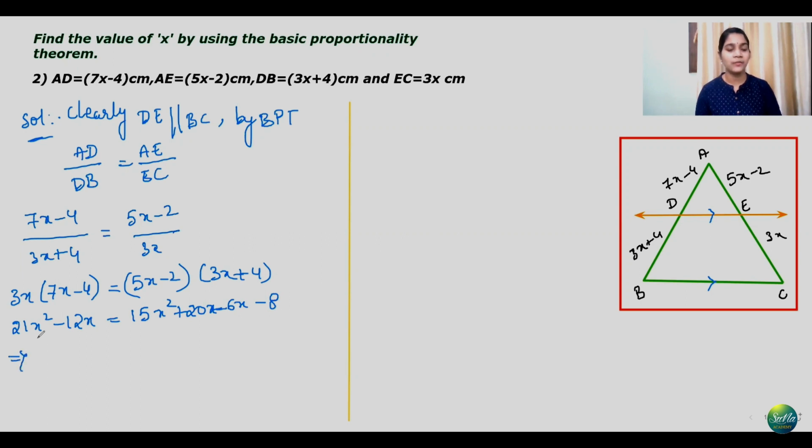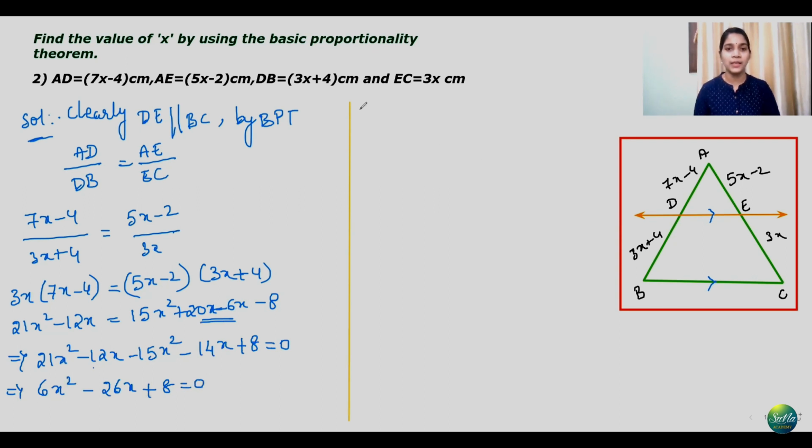So taking everything on one side. So 21x square minus 12x minus 15x square. So we have 20x minus 6x as 14x here. So 14x when transferred to the other side, it will be minus 14x and minus 8 becomes plus 8 is equals to 0. So after simplifying these terms, now 21x square minus 15x square, we have 6x square. Now we have minus 12x and minus 14x gives minus 26x plus 8 is equals to 0.